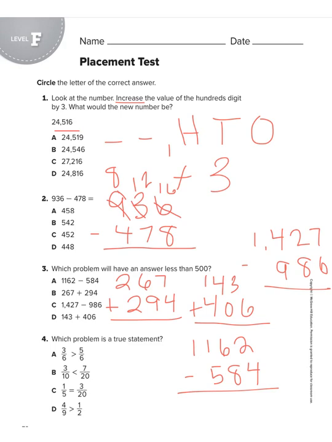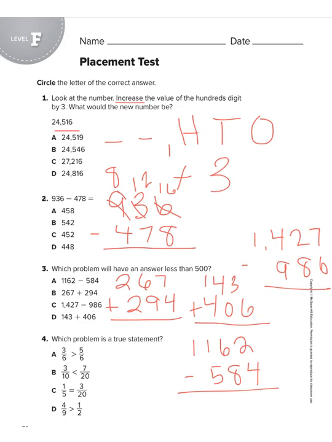Okay. Number 3, which problem will have an answer less than 500? To solve this problem, I'm going to have to solve those 4 problems to see which one would have an answer that is less than 500. If it's greater than 500, that's not going to be your answer. So I wrote out my 2 addition problems, and then over here I had some extra room, so I did my subtraction problems.